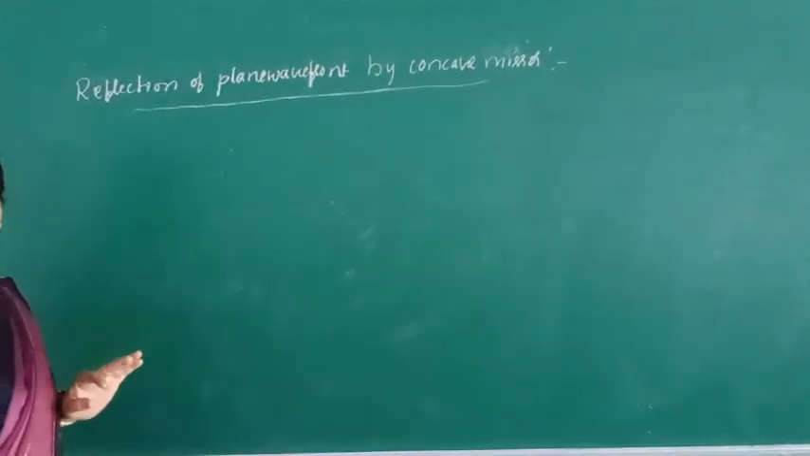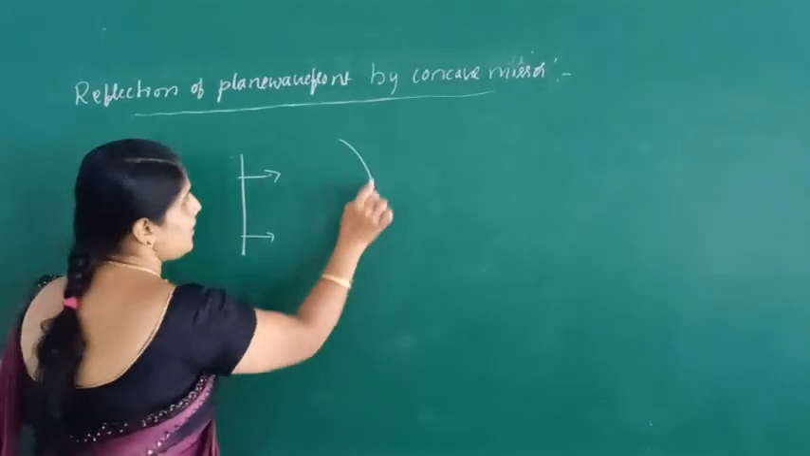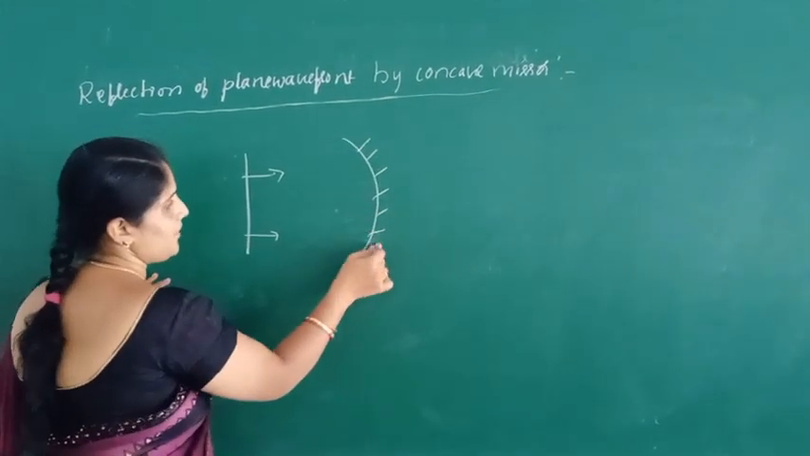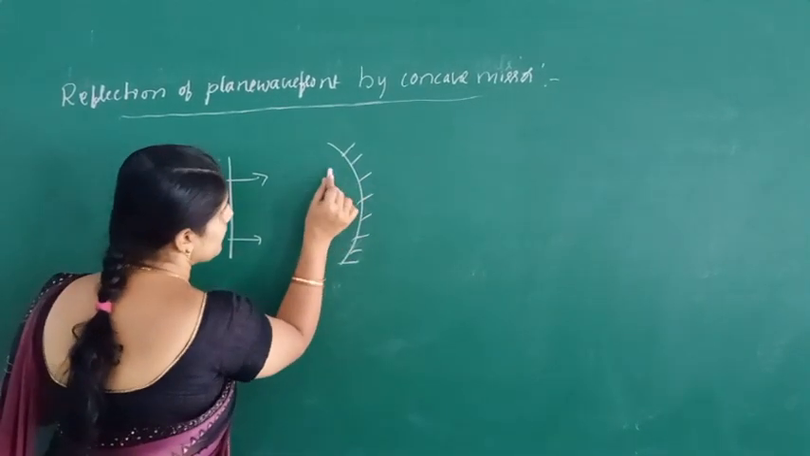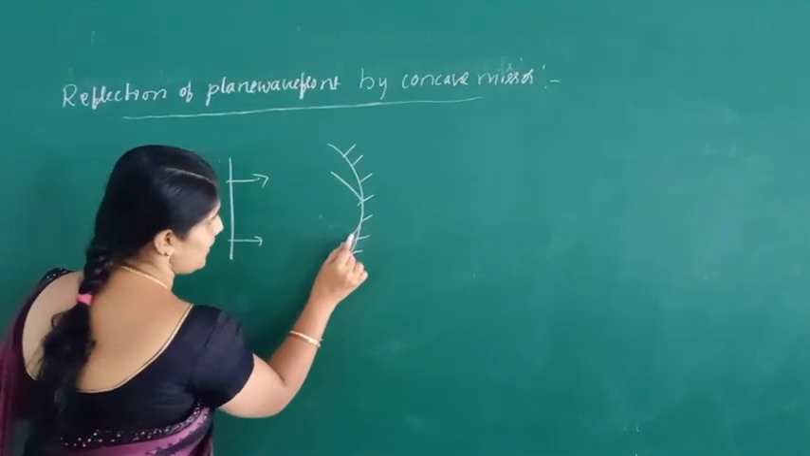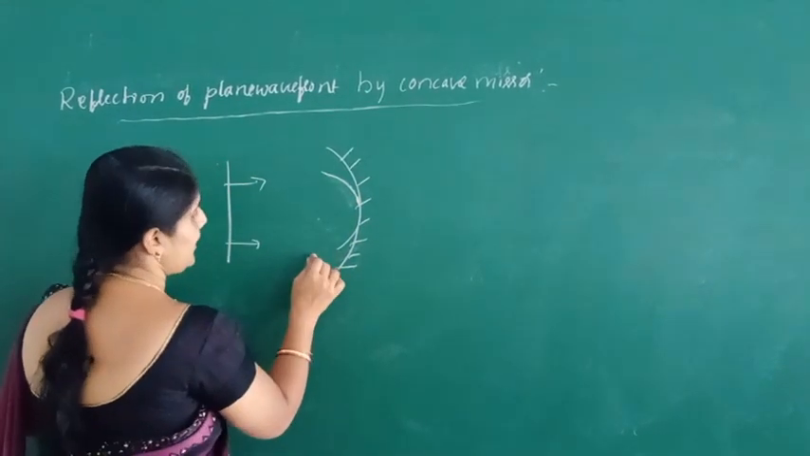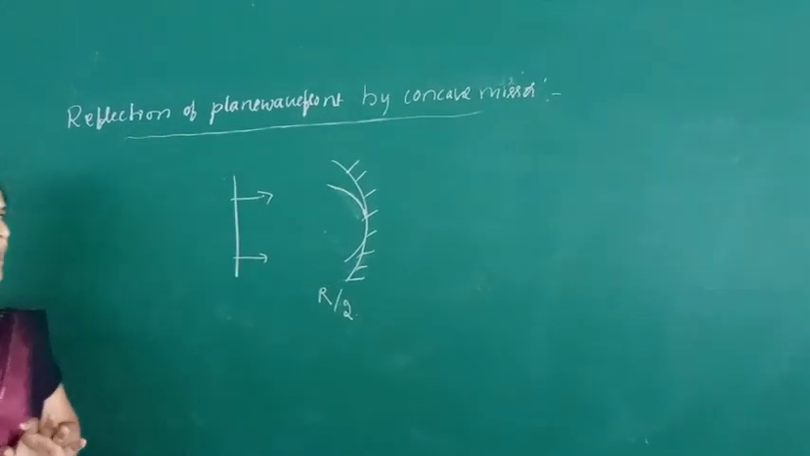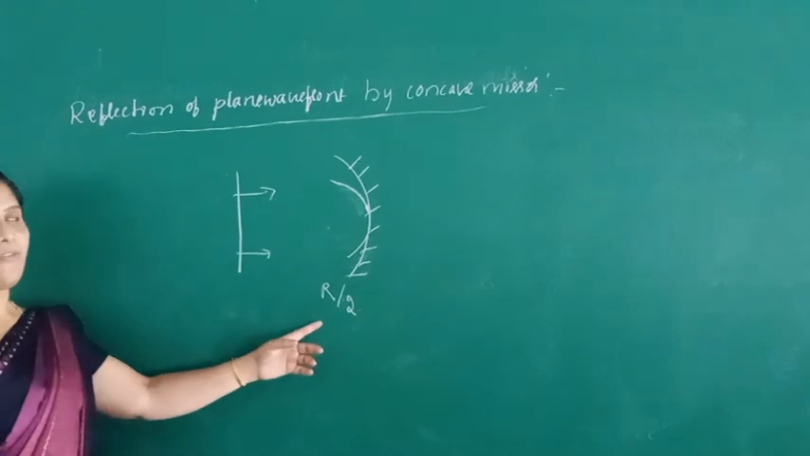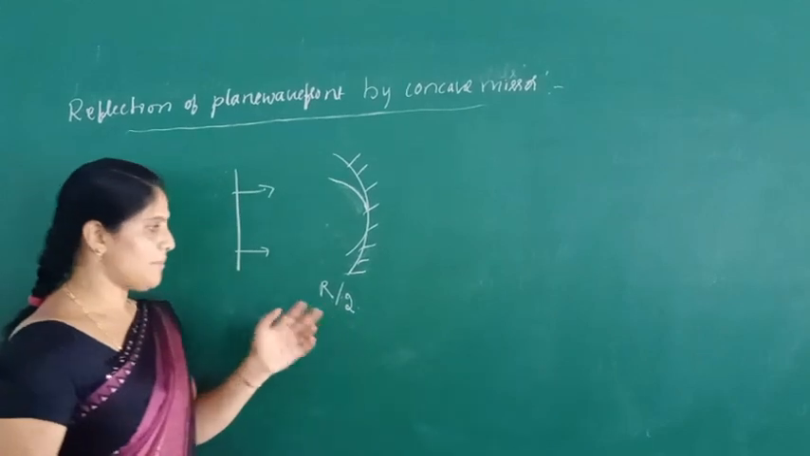Just draw a plane wavefront like this. So this is the concave mirror reflecting surface. For this plane wavefront, we will get a spherical wavefront of radius R by 2. The answer is very simple. When a plane wavefront is incident on the concave mirror, we will get a spherical wavefront of radius R by 2.